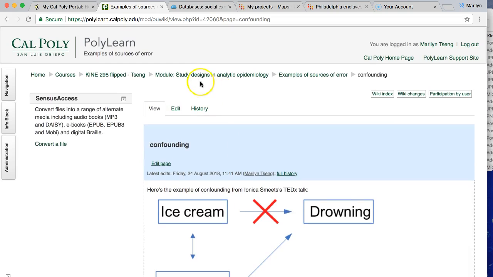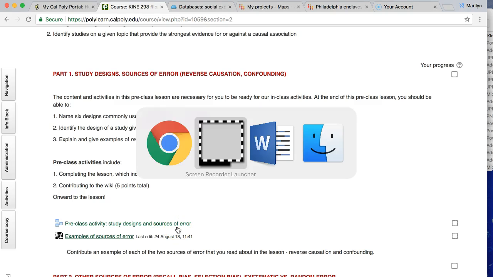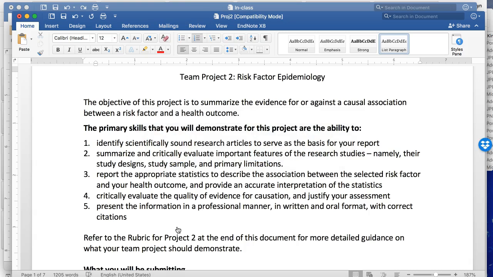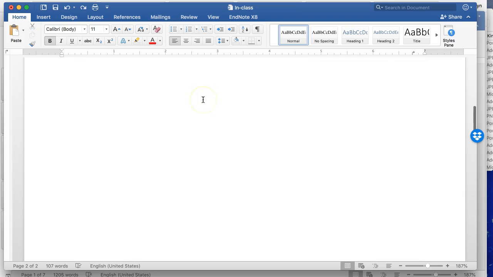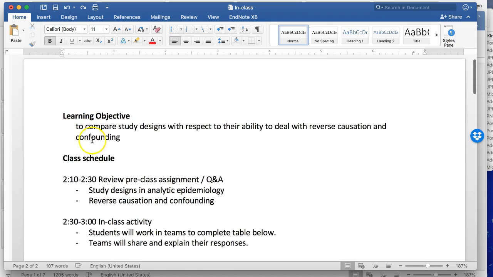So this is all part of the formative assessment. The first day, the in-class activity would try to bring this to a higher order thinking level. So the learning objective for the in-class activity is to actually take what they know about study designs and to combine it with their knowledge now of those two sources of error. So to compare study designs with respect to their ability to deal with those two sources of error.